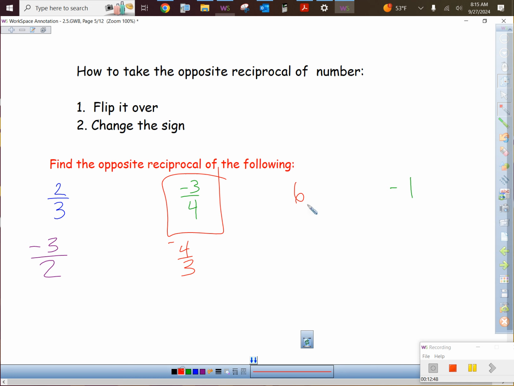And then, ooh, 6. 6 is not a fraction. Can you make it a fraction? That way when you flip it over, it is 1/6. But do you want 1/6 or negative 1/6? Negative 1/6 is the opposite reciprocal. And the same thing here. Who is the opposite reciprocal of negative 1? Positive 1/1.